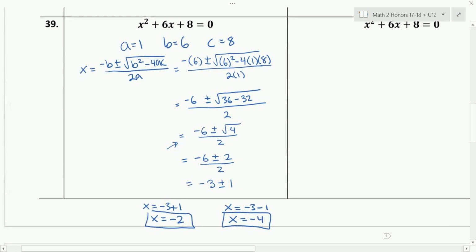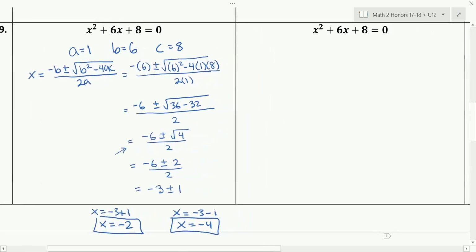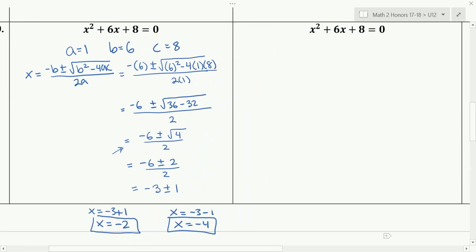And here the instructions are just to solve for x. I'm not saying find the x-intercepts, so we don't have to put them as points. Just get x values. Now if I said solve for the x-intercepts, then you'd do one more step. You'd say negative 2, 0, and negative 4, 0, and be done, right? But these are just solutions. Okay, so that's the quadratic formula. Then we're going to try the same problem using the factoring method.